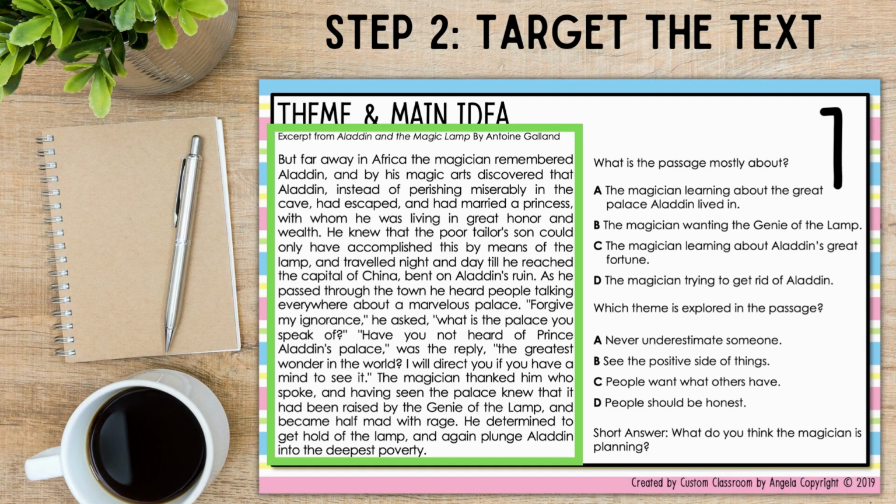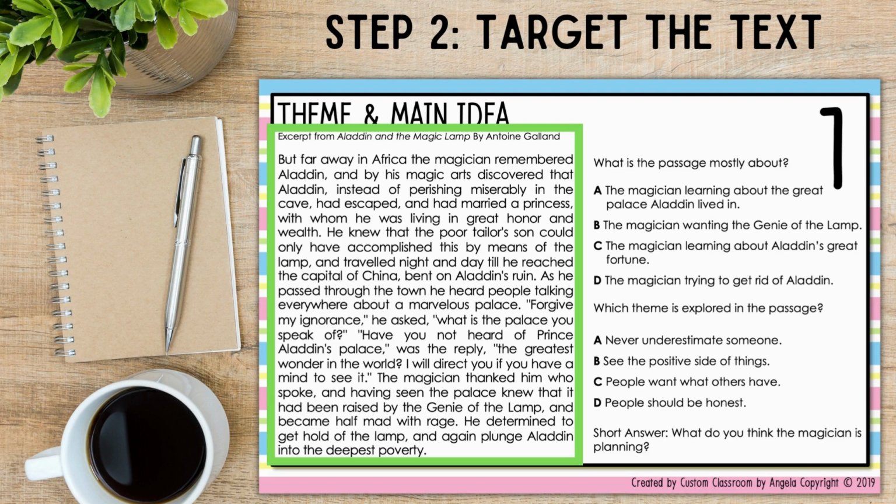But far away in Africa, the magician remembered Aladdin, and by his magic arts discovered that Aladdin, instead of perishing miserably in the cave, had escaped and had married a princess, with whom he was living in great honor and wealth. He knew that the poor tailor's son could only have accomplished this by means of the lamp, and traveled night and day till he reached the capital of China, bent on Aladdin's ruin.